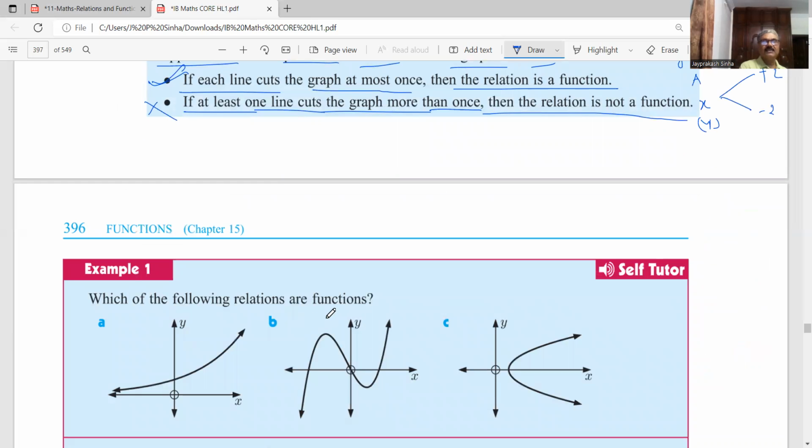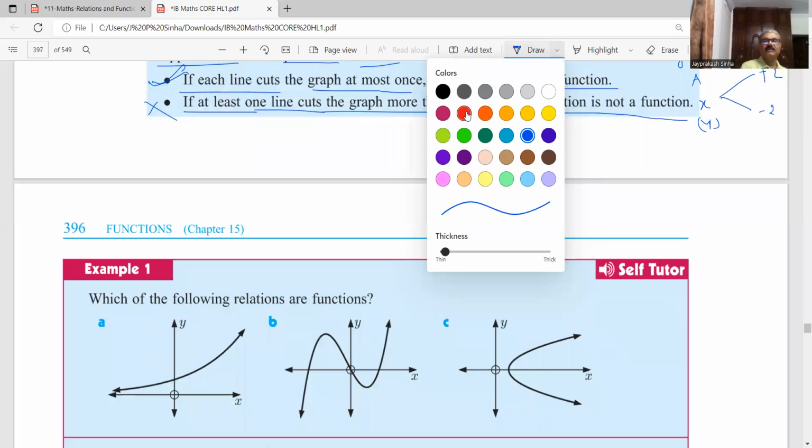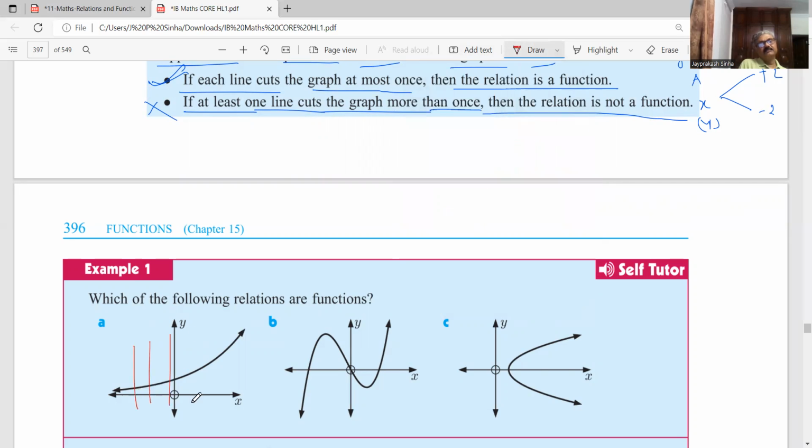See, which of the following relations are functions, so that we are going to see. What we have to do here? Just draw vertical lines anywhere. If this is the graph, you draw a vertical line. What you see is that this vertical line is cutting this graph only once. So this is a function. Here also, if you draw vertical lines, that is why it is called the vertical line test, anywhere you draw the vertical line, it is cutting the graph only once. So this is also a function.